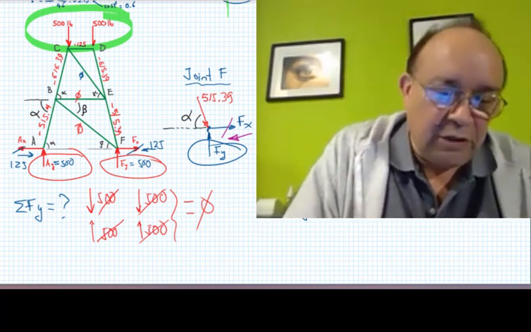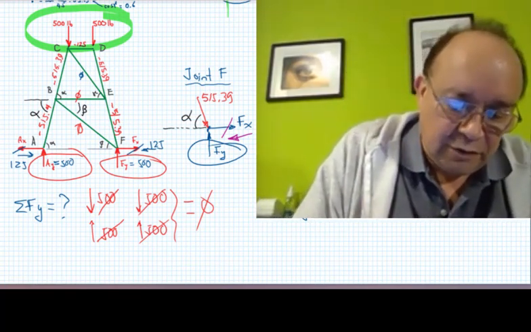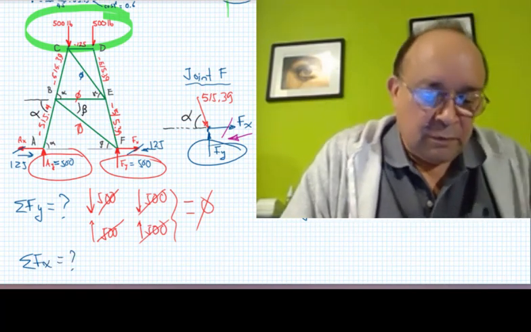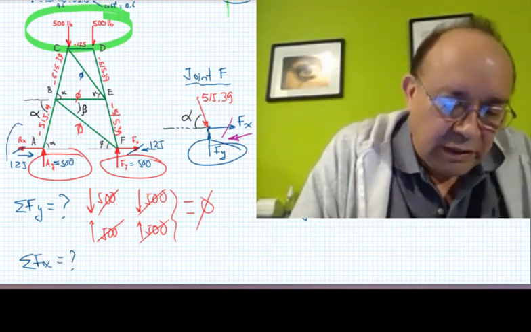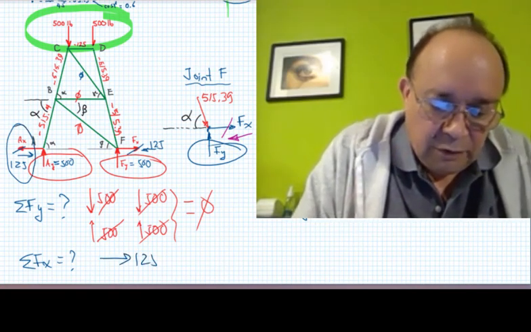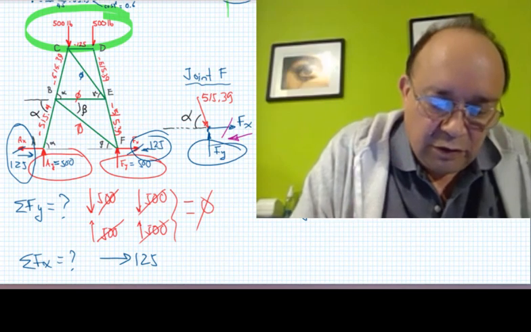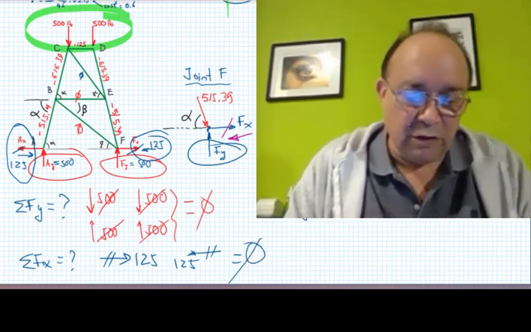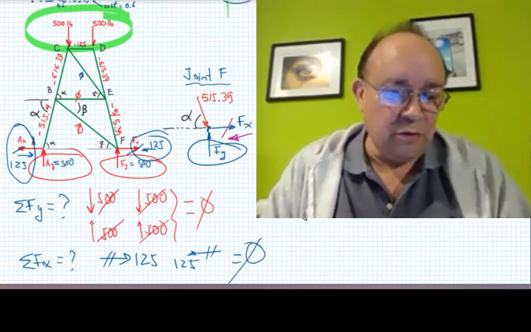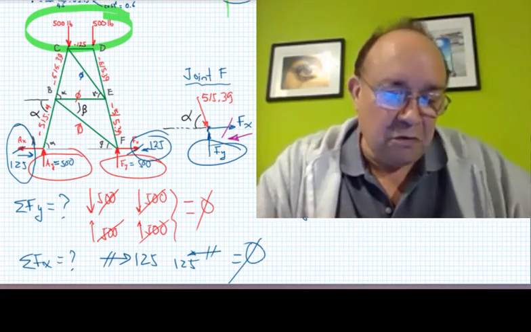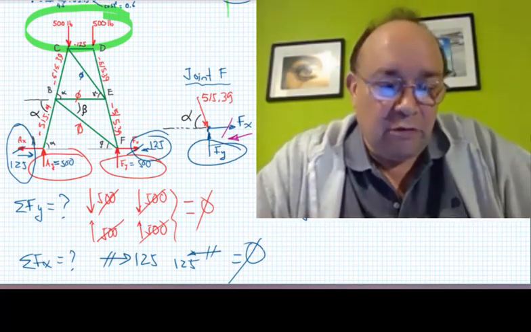And now summation of forces in the x direction has to be equal to 0 also. You only have one force in the x direction here, 125 going that way, and another force here going in the other direction, 125. So you see that they balance each other, and this summation is also equal to 0. So the total equilibrium is complete, it's verified. So most likely our calculations are correct.